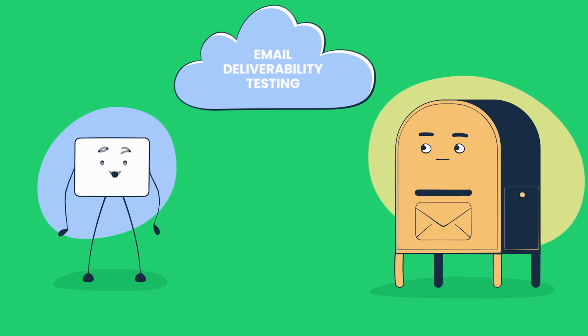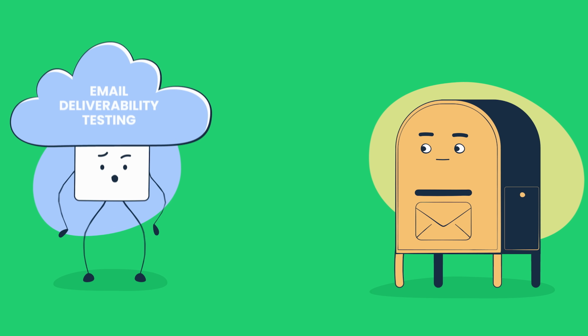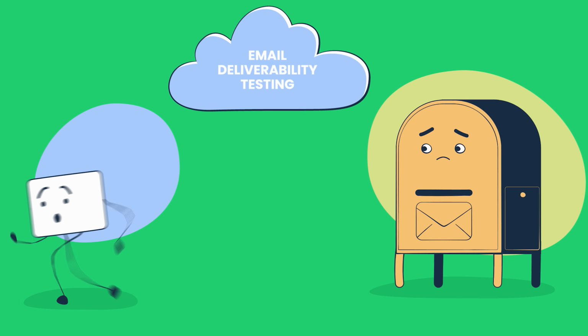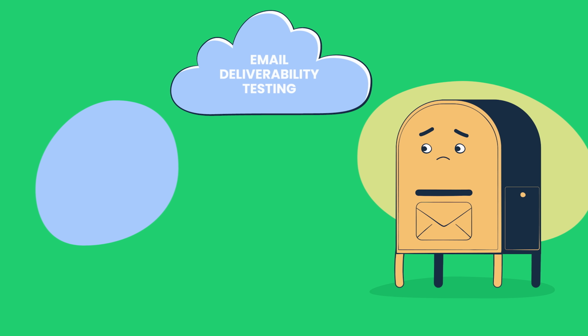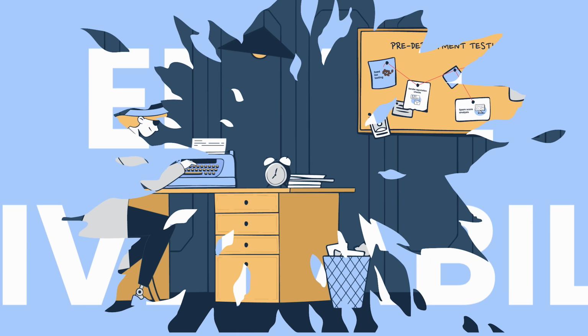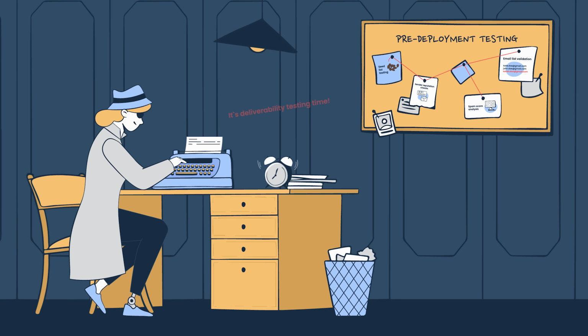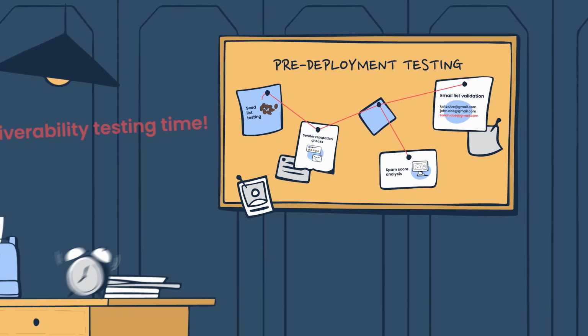Email deliverability testing is the process of checking whether your emails land in inboxes. It also involves identifying the reasons behind bounces and landing in spam folders. When should you run email deliverability tests? You can run them either pre-deployment or post-deployment.